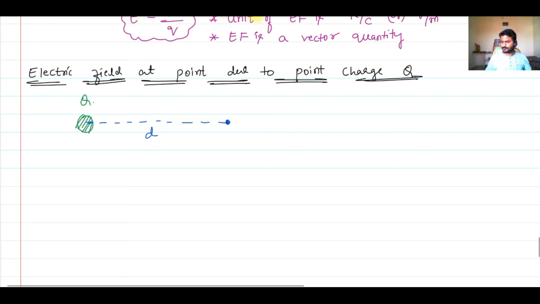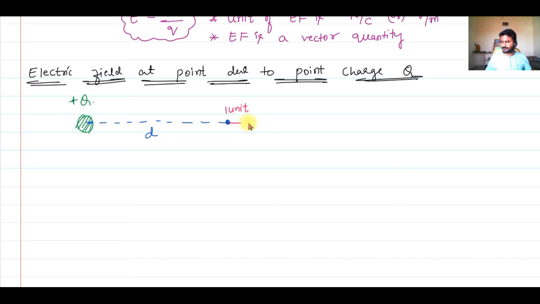Let me say this is a positive charge, plus Q. Due to this charge plus Q, I am interested to find out how much is the electric field at this point, and this point is at a distance d from this capital Q. Now what am I going to do? I'm going to keep a 1 unit positive charge at this place. Whatever force that 1 unit positive charge is going to experience, that is nothing but the electric field at that point.